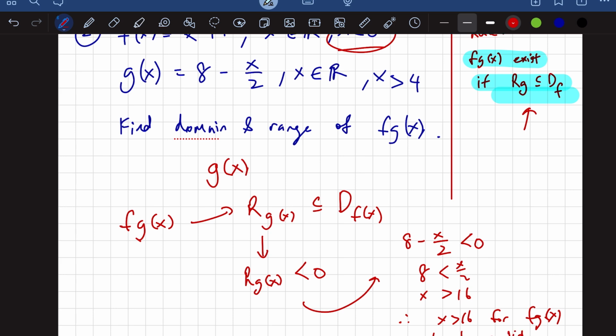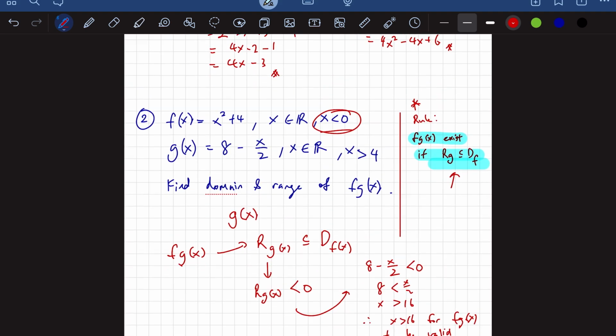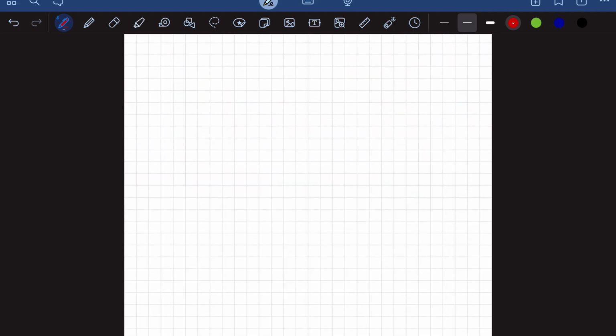If not, for example, if we choose any value smaller than 16, let's say 10, then g(x) will be more than 0, which will not fulfill our condition when we say that the range of g(x) has to be less than 0. Okay, so this is very, very important.